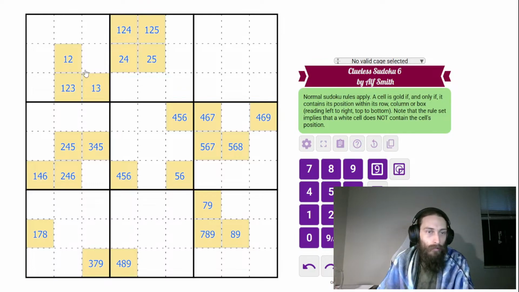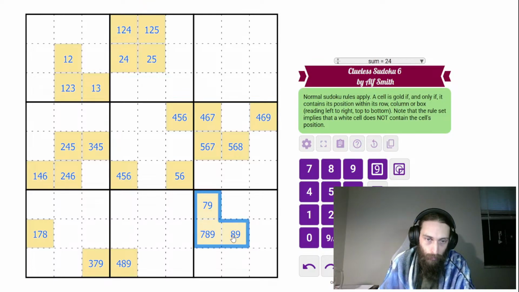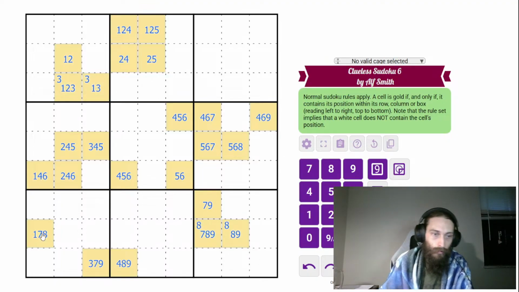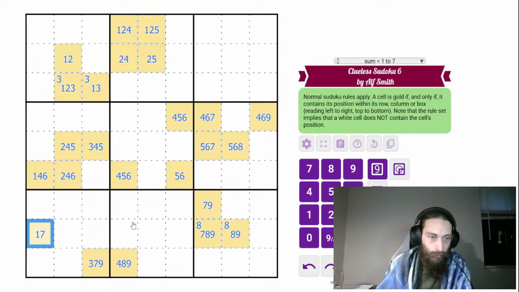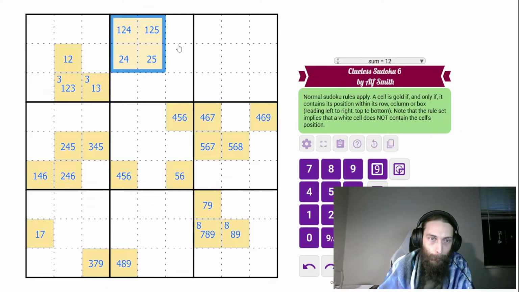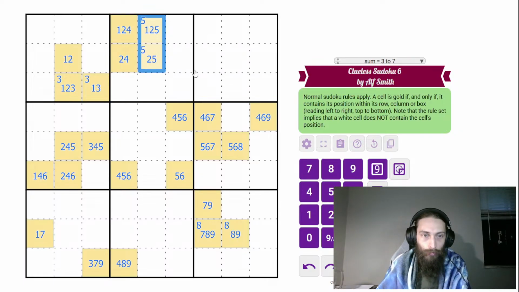Well, box 9 has a 7, 8, 9 triple. Yep. And box 1 has a 1, 2, 3 triple. Yeah. So we get 3 there and 8 here. I'm just going to take the 8 out from that one. Box 2 has 1, 2, 4, 5 quad. So 5 is there. 3 can be placed in box 2.